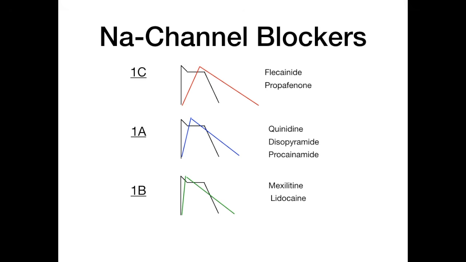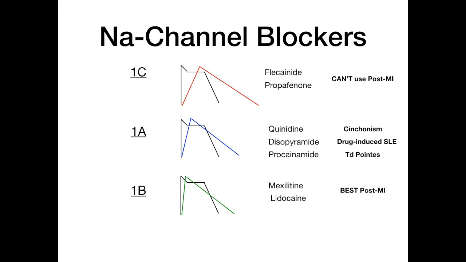Flecainide and propafenone are the sodium channel 1C agents. Quinidine, disopyramide, and procainamide are the sodium channel 1A agents. Mexiletine and lidocaine are your sodium channel blocking 1B agents. Now, it's really not that important to know which agents go into which group, although that can certainly help you on exams. But what is super important to know, very, very high yield, are the main adverse drug reactions, or ADRs, that will occur with each of these drugs.